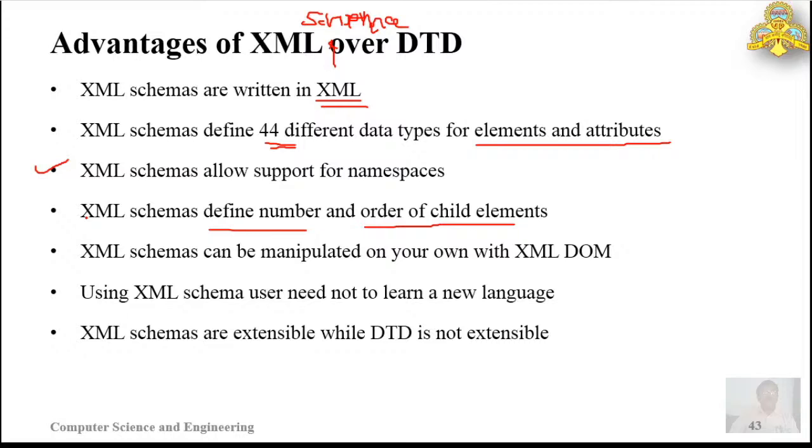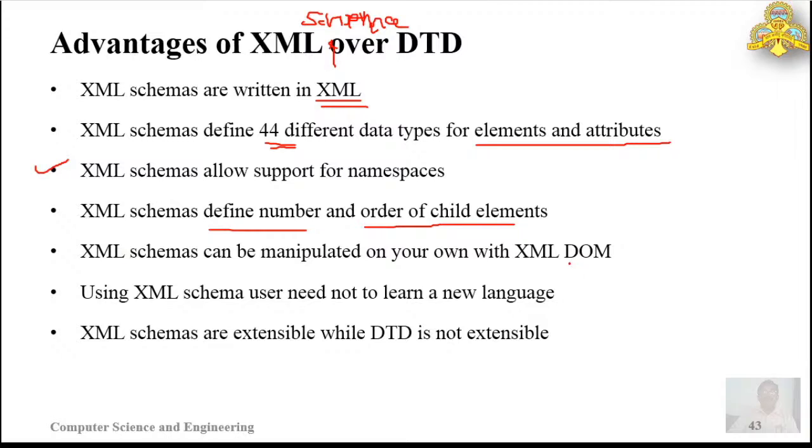For example, a person's name can be split into three parts, that is first name, middle name and last name. If first name, middle name and last name are child elements for the element person name, then the order of the child elements is very important, because while parsing the information we need the sequence of the child elements in the correct order.